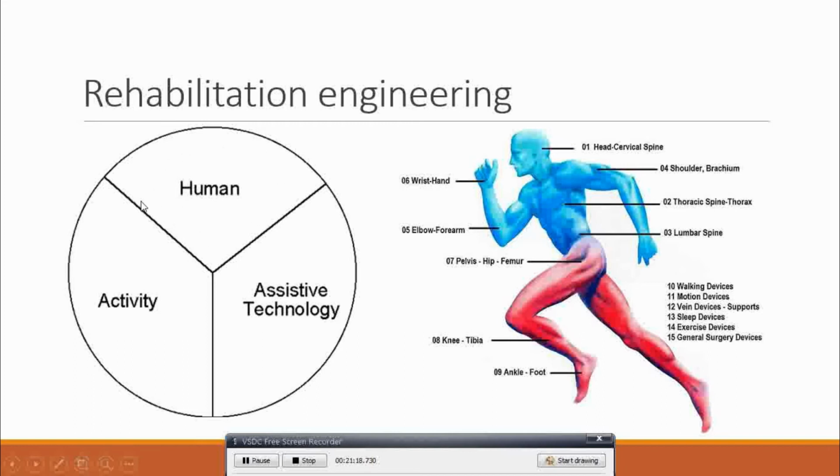Lepas tu kita cuba sediakan assistive technology yang boleh membantu untuk menjalankan aktiviti human ni, macam sedia kala kalau dia terlibat dengan kemalangan dan sebagainya, lost on the bodily function. So lost on the bodily function, and then we can try to help them to gain their function back by assistive technology, which also falls under the category of rehabilitation engineering.